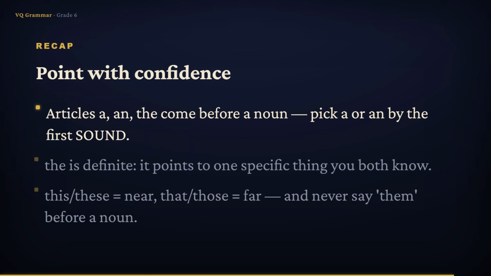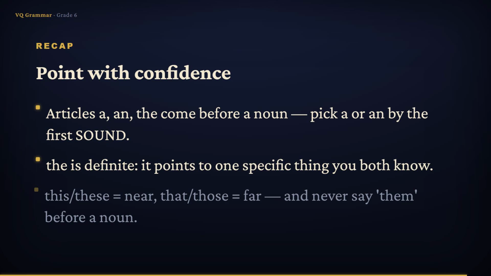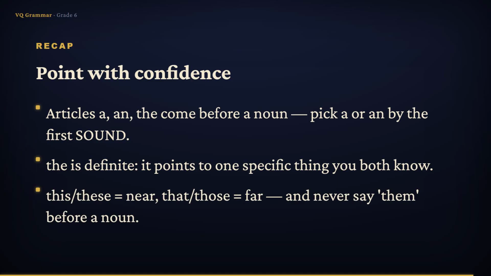Let's wrap up. Articles are the three little words a, an, and the, and they come right before a noun. Choose a or an by the first sound you hear, and reach for the when you mean one specific thing. Demonstratives are the pointing words, this and these for what's near, that and those for what's far, singular for one, plural for many. And remember, never use them to point at a noun.